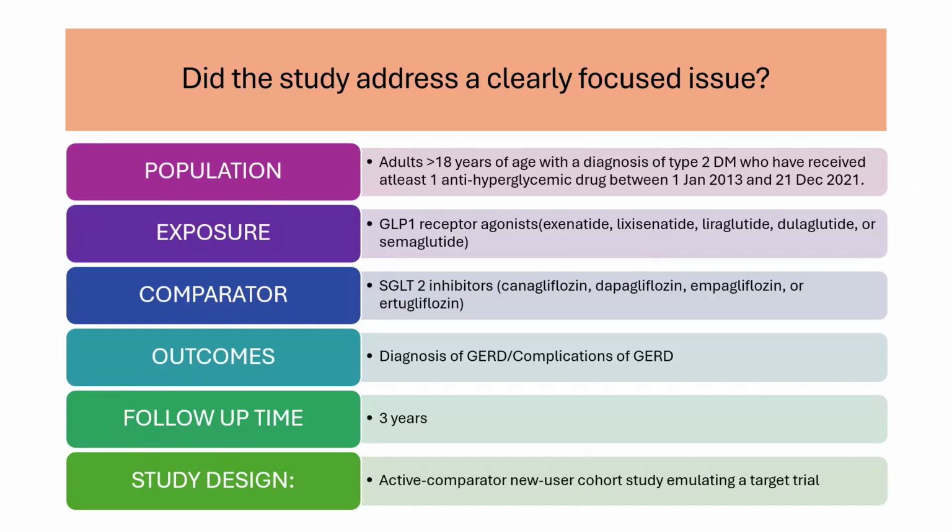So the first question: did the study address a clearly focused issue? Let's look at the PICO statement. The population they studied were adults more than 18 years of age, who had a diagnosis of type 2 diabetes mellitus, who have received at least one anti-hyperglycemic drug between 1st Jan 2013 and 31st December 2021. The exposure they looked at was GLP-1 receptor agonists, and the comparator was SGLT2 inhibitors.